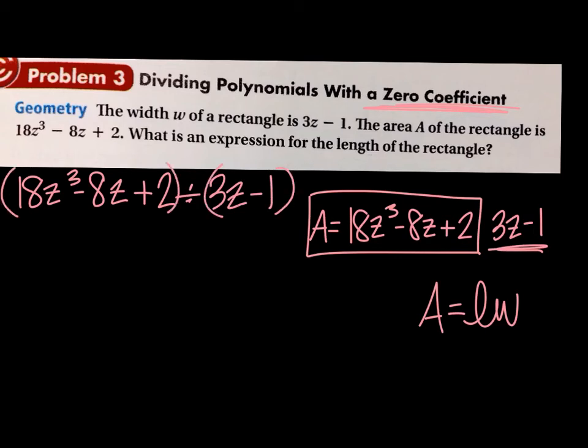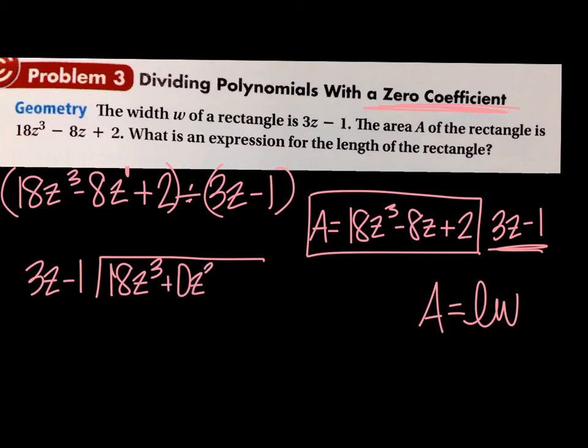So I'm going to write it in the box, 3z minus 1, and then 18z to the third. Now this is what I mean by 0 coefficient. You see how the exponent goes from the third to the first, and I missed the z squared? You cannot leave it out. Every single term has to be accounted for. So if I have z to the third, I have to have a z squared. And if I don't have one, I'm going to have to put a placeholder in, and we'll put a 0 coefficient there.